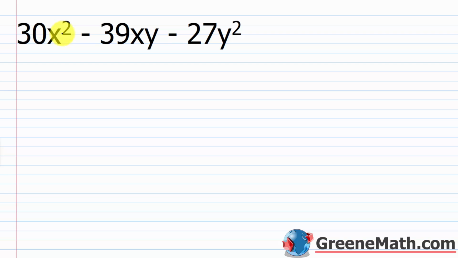So we have 30x squared minus 39xy minus 27y squared. And again, we're going to approach the problem the same way, even though it has two variables. It's very, very easy. The first thing you would notice here is that everything is divisible by 3, right? 30 is divisible by 3, 39 is divisible by 3, and 27 is divisible by 3. So I can pull the 3 out before we even start. So this would be 10x squared minus 13xy minus 9y squared.